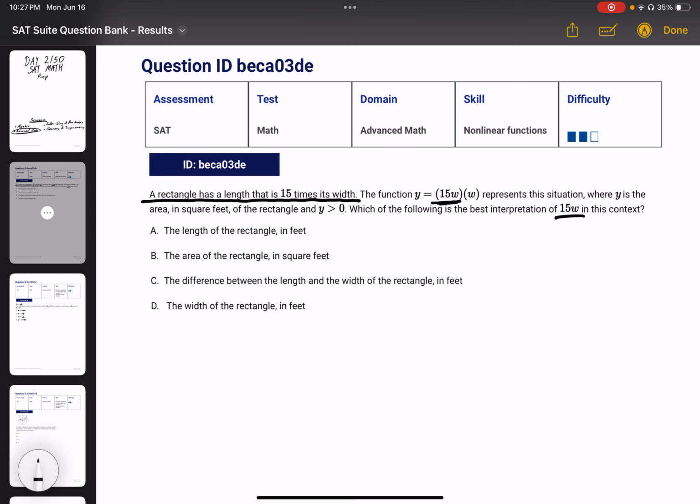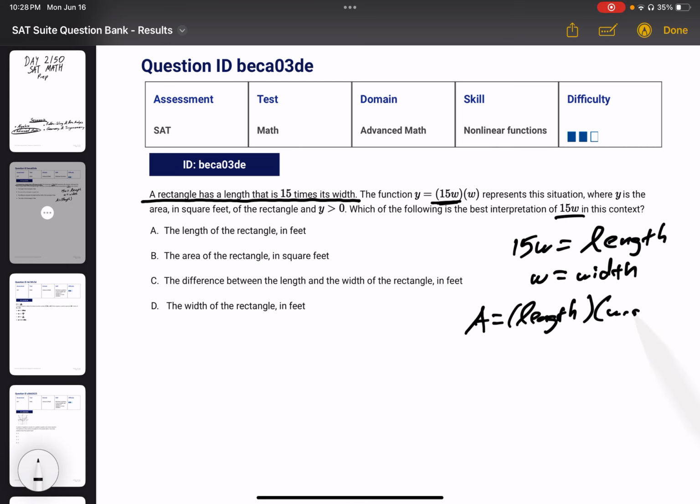So here, W represents the width. So 15W is equal to the length, and W is just equal to, here, let me write it out, the width. And then we know that area is equal to length times width. So 15W here would be our length. And whenever we're thinking of length or width, it's only feet, not square feet. Square feet is the units for area.